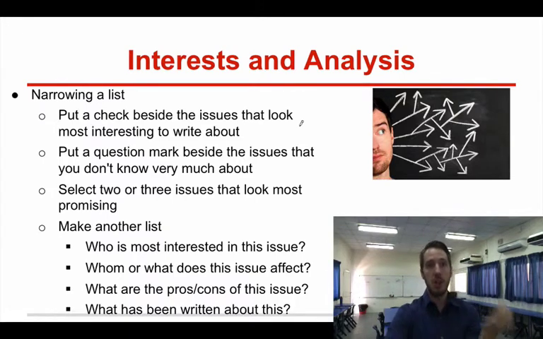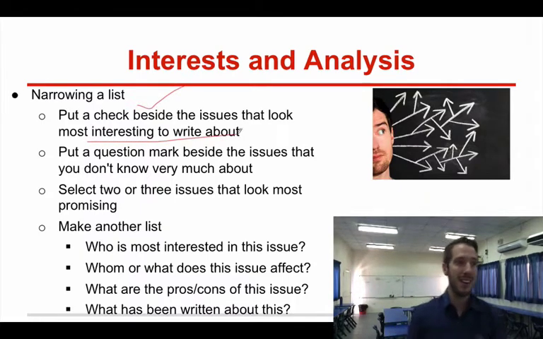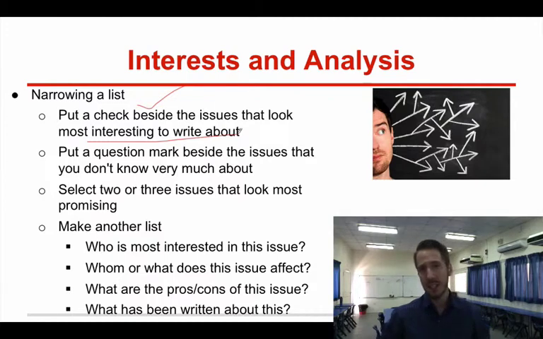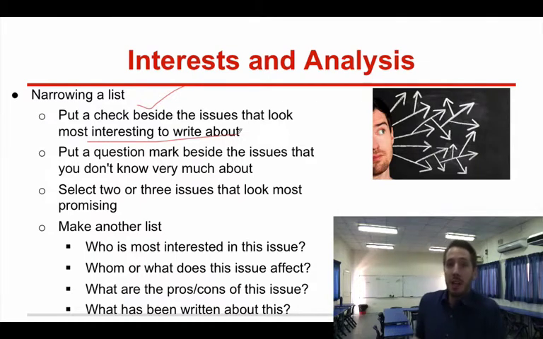Now, once you've done that and you've written all those yes or no's, now you're going to narrow that list. You're going to put a check beside the issues that are most interesting for you to write about, because if you're looking at a possibility of a topic for an argument and you're bored by it, how bored do you think I'm going to be? So make sure that's something you're interested in.